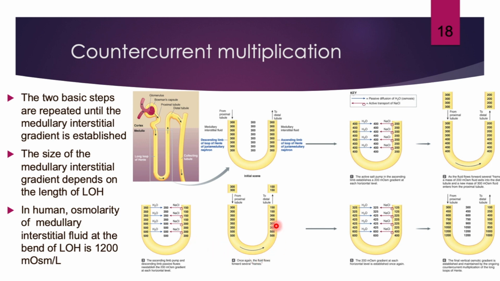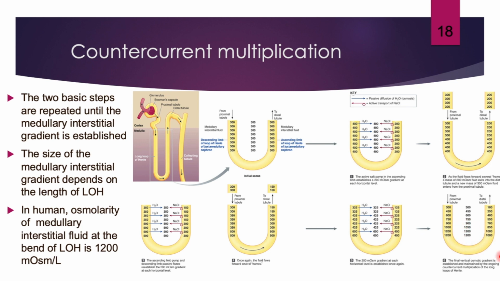Once again, the flow of tubular fluid will take place. The 200 milliosmol osmotic gradient at each horizontal level is established once again. The final vertical osmotic gradient is established when it reaches about 1200 milliosmol at the bend of loop of Henle.